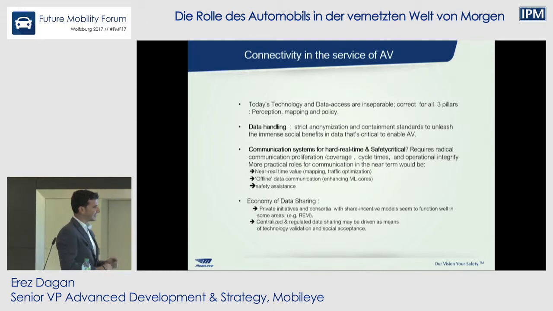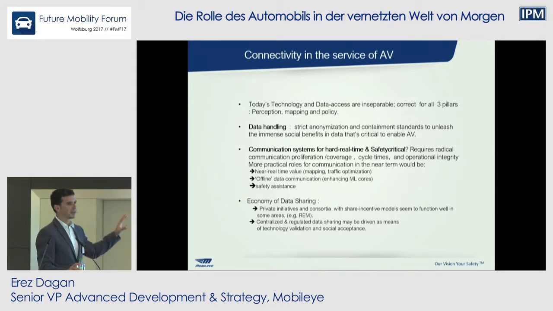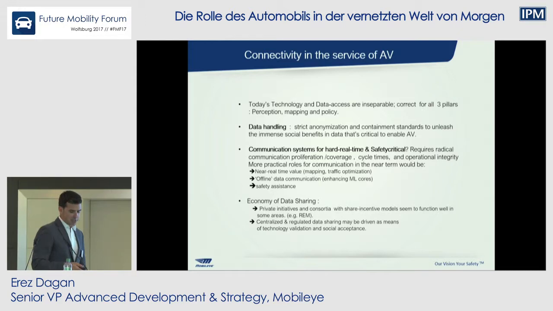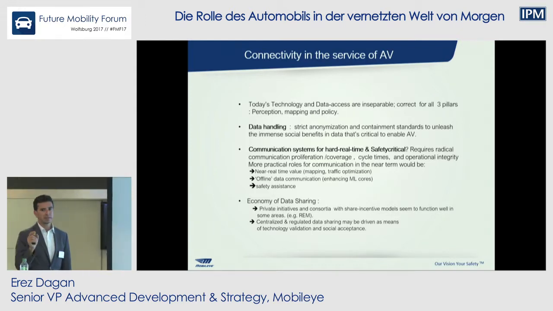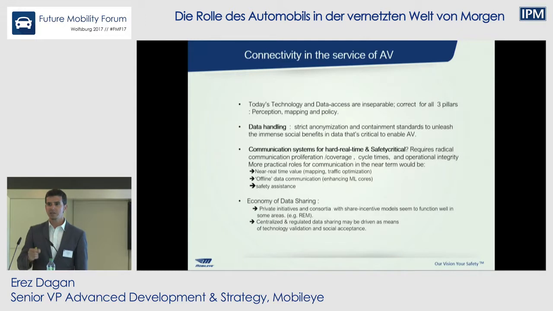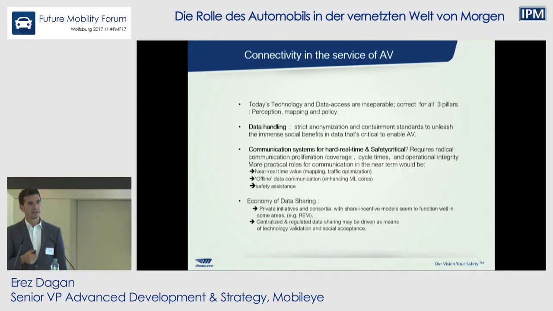I'm centering on the AV using connectivity in this slide, and let's look at it. How will autonomous driving use connectivity? As I mentioned, in all three cases, access to data is critical for all three pillars of autonomous driving: perception, mapping, and policy. That's not a surprise, but it's important to touch upon. Technology and data access are becoming the same, because technology today is data-based training, data-based learning.